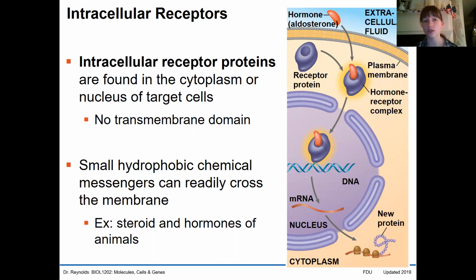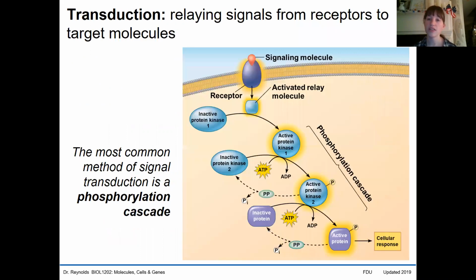These intracellular receptors don't have a transmembrane domain, they're not anchored in a membrane, and they're only going to be able to receive very specific types of signals because their signaling molecule has to be able to cross the membrane. Once that signaling molecule finds its receptor, now we have to transduce that signal because the receptor is located in one part of the cell, but the response is going to be located in another.